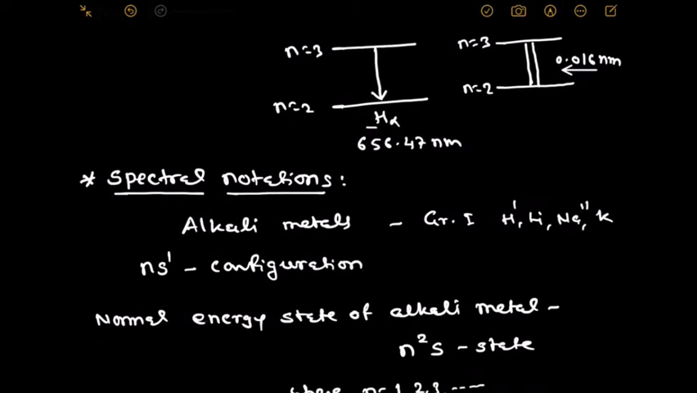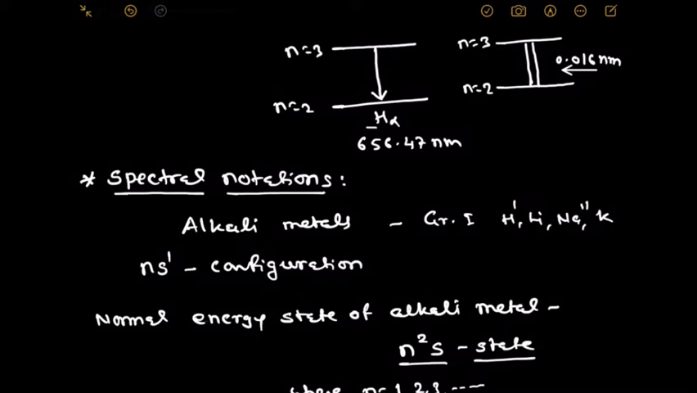For that, we consider the electron in the outermost orbit. That electron we call the valence electron or free electron. We write its energy state for all alkali metals as n doublet S state. Now what does n doublet S state represent? We read it as n doublet S, not n square S.